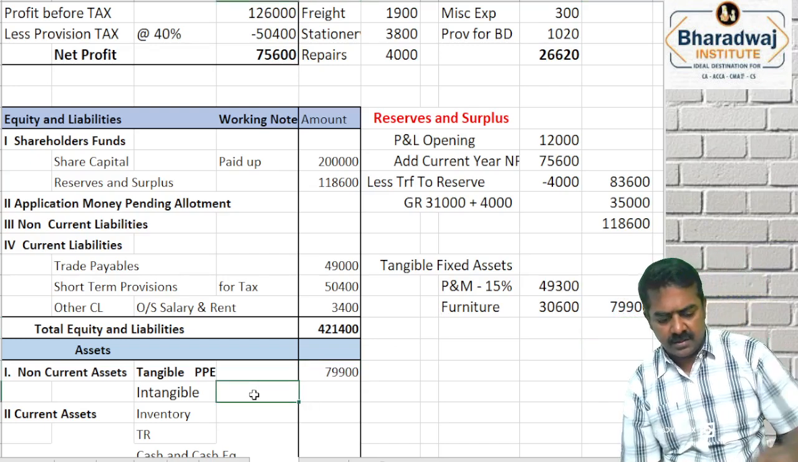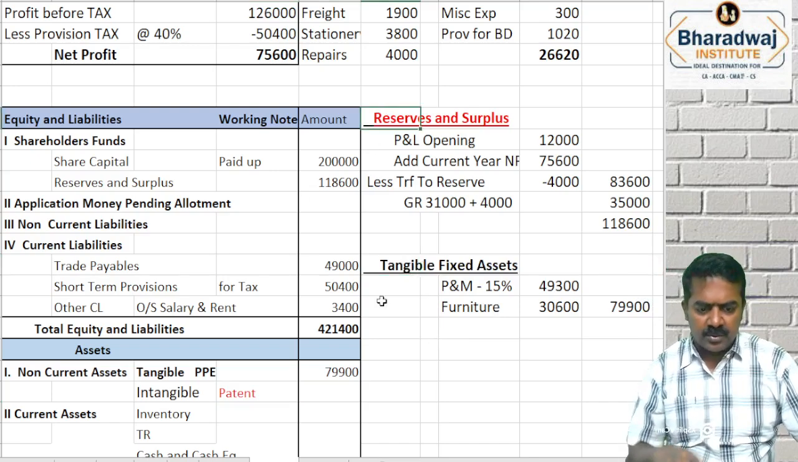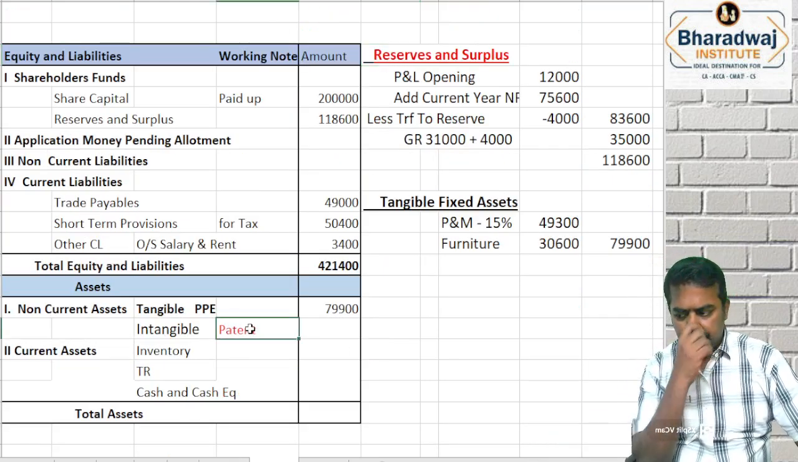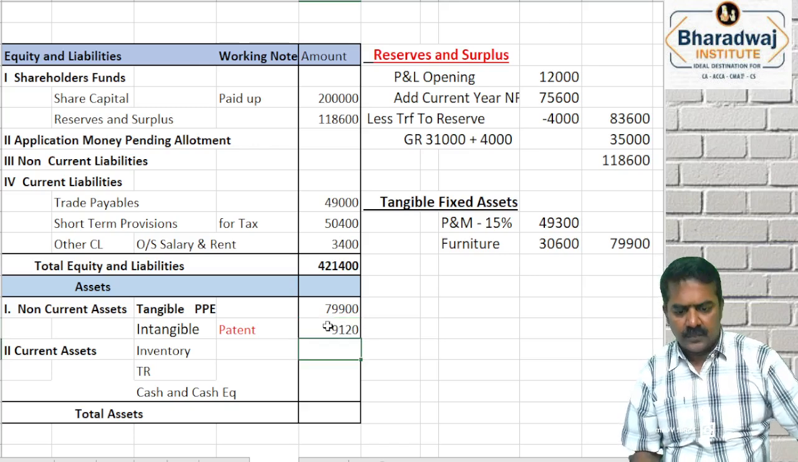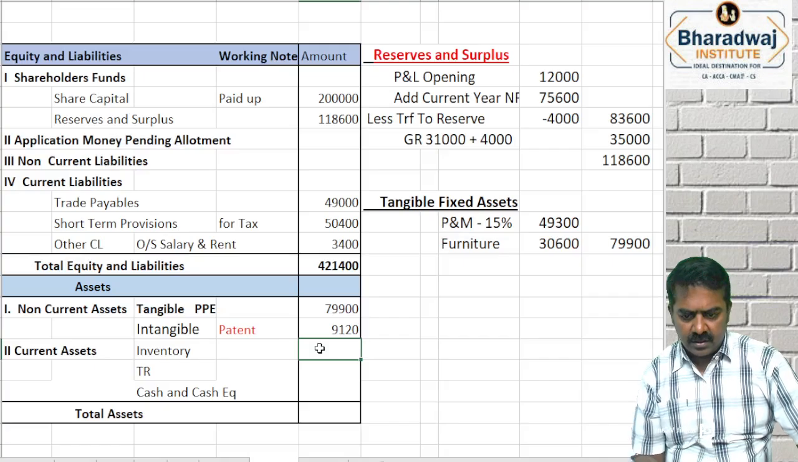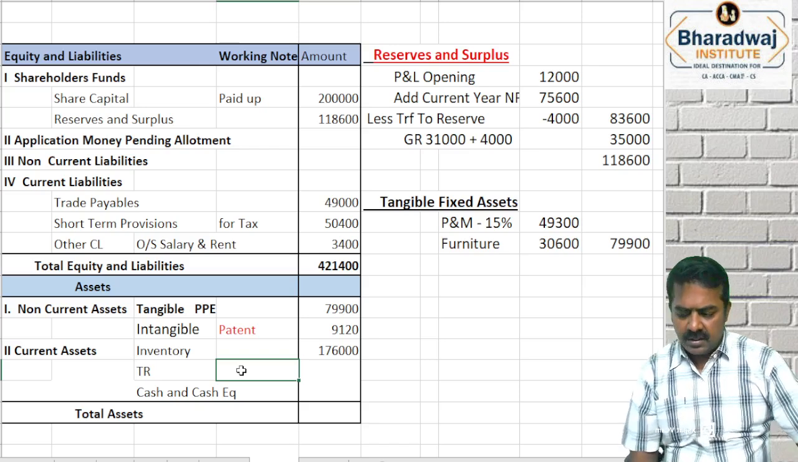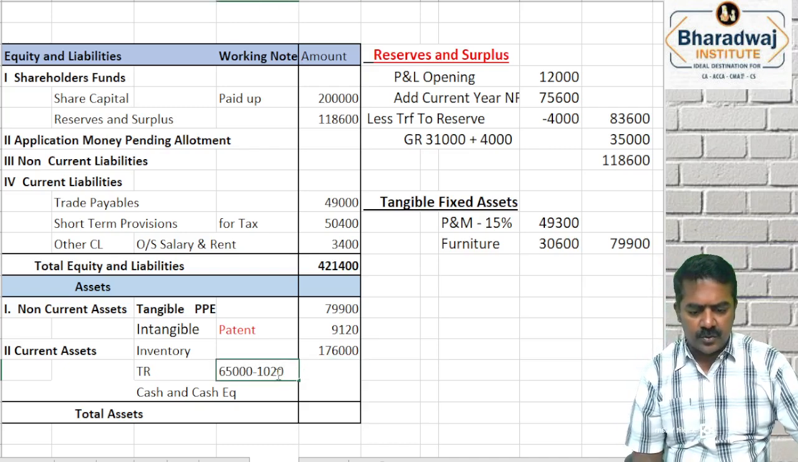Intangible, the patent minus depreciation. Patent minus depreciation. Proper working has to be given, but okay, for classroom purposes it is okay. Patent minus depreciation. What was the patent? 9,600 minus 5%, sir. 9,120. Then is there inventory? Inventory closing stock. 1,76. Trade receivables given in the question. 65,000 minus 1,020, sir.